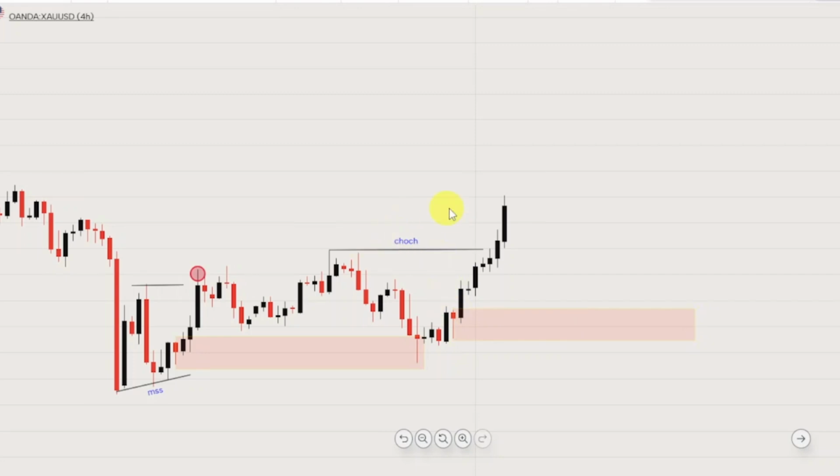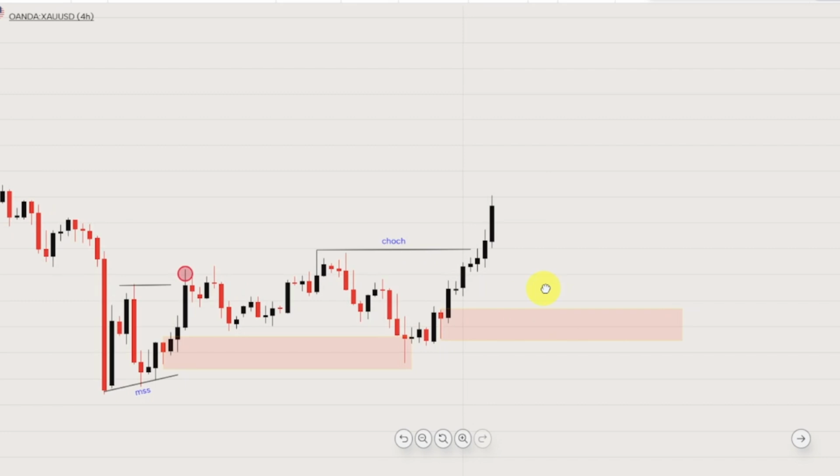Okay, so the next thing you need to look out for is to identify your entry and your exit. We've been able to identify the direction. We've identified the high probability key level, that is this zone, and the next thing is to identify our entry and our exit. So our entry is going to be this key level right here. This zone is going to be our entry zone.